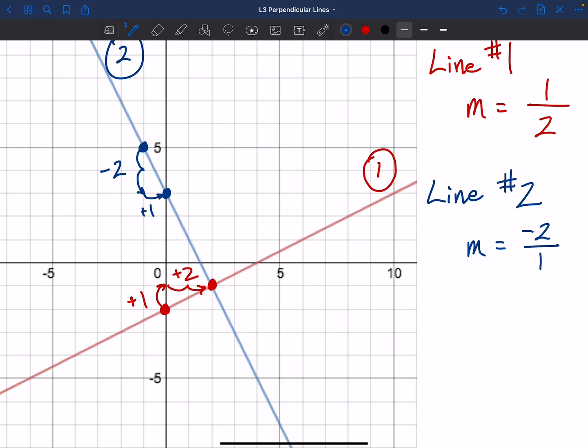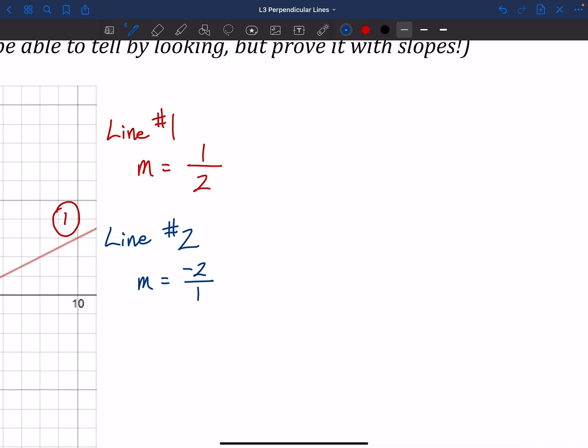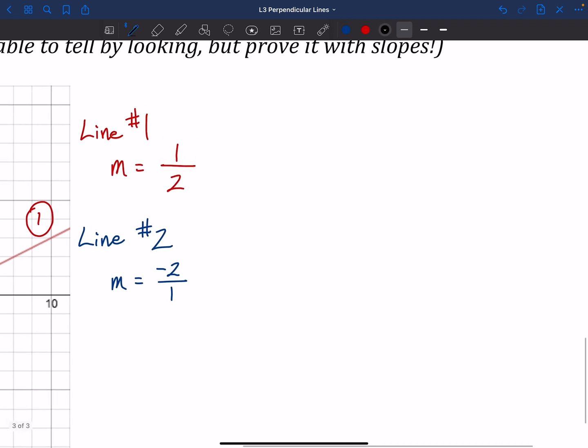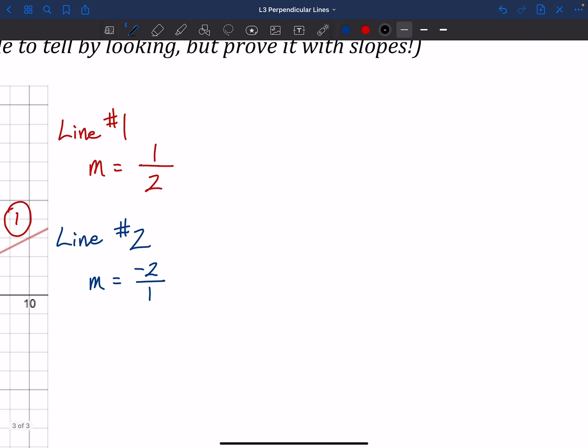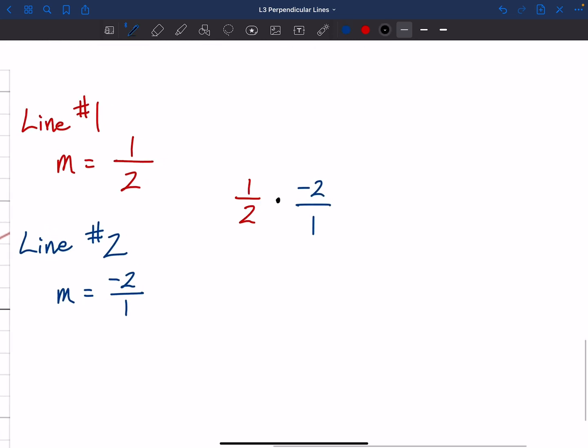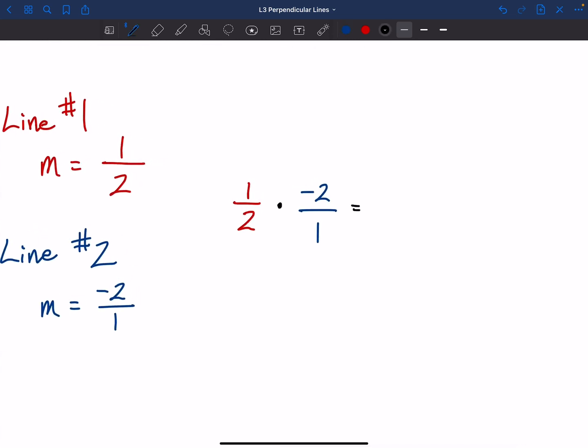It's a +1. Once I've got those two, to check whether they are perpendicular or not, you could just say they're opposite reciprocals, no big deal. But to foolproof check it, I would multiply these together. I got 1/2 times -2 over 1. The top multiplies the top, that gives us -2. The bottom multiplies the bottom to give us +2. And -2 divided by +2 equals -1. Huzzah, we did it. These are perpendicular.